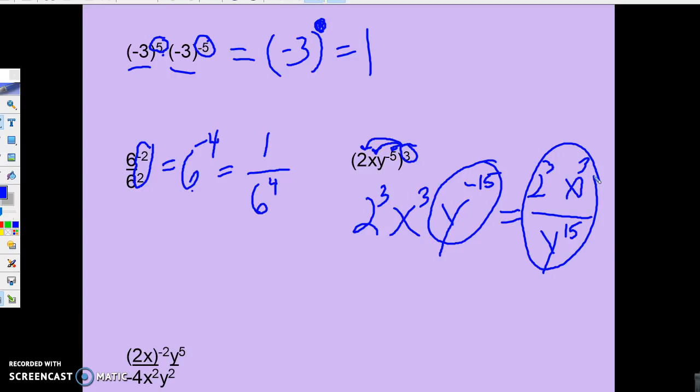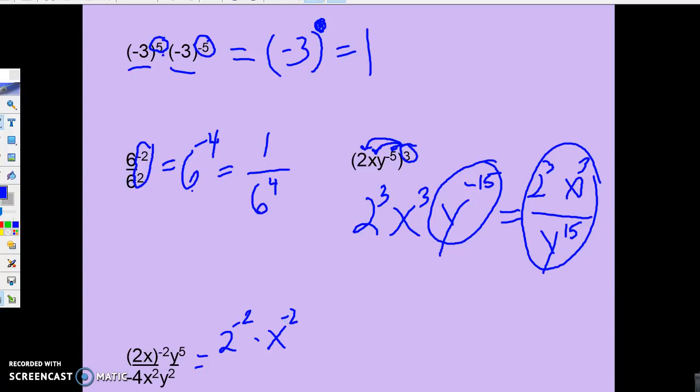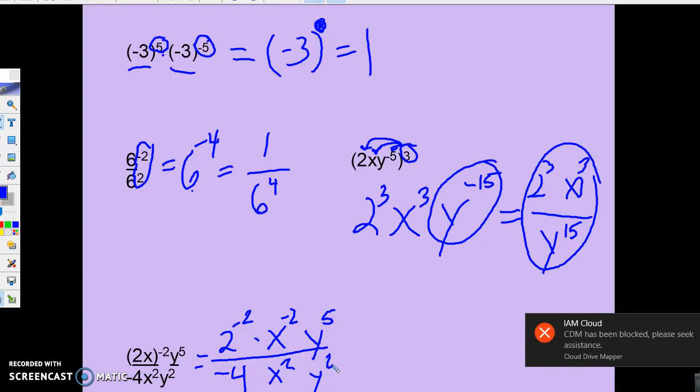All right, this next example, we have 2 to the negative second power. So this is equal to 2 to the negative second power. The x is x to the negative second power. And the y is still y to the 5th power. On the bottom, I have negative 4, I have x squared, and I have y squared. So now I'm applying some of my division rules here, which result in subtraction.